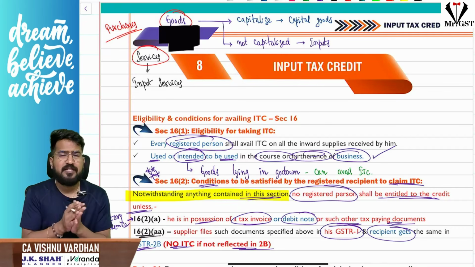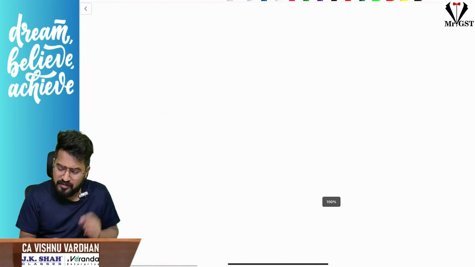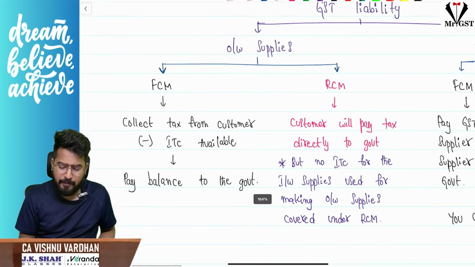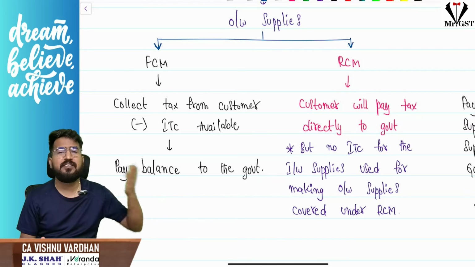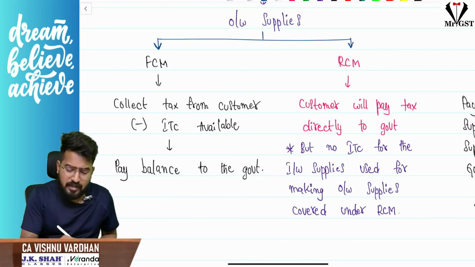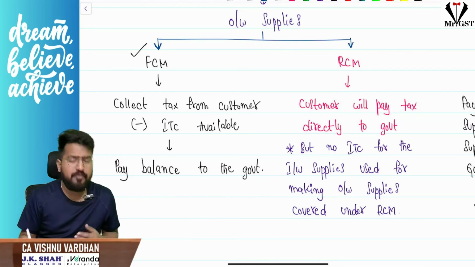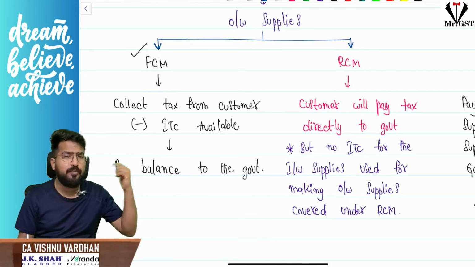Input tax credit, everybody see, first of all, just to correct your basics. When we are making outward supplies, our outward supplies may be covered under forward charge or may be covered under reverse charge. If they are covered under forward charge, what we will do, we will collect tax from the customer and we have to pay it to the government.